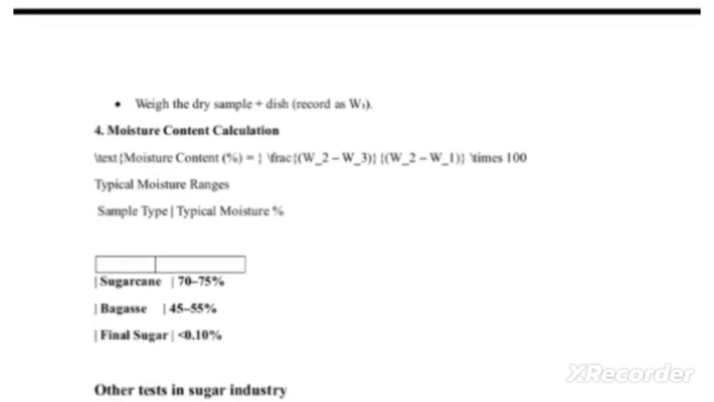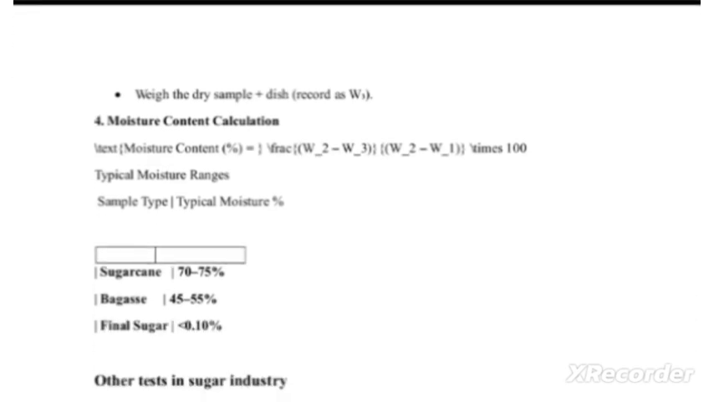Other tests in sugar industry. Reducing sugar test, based on Fehling's or Benedict's test, where reducing sugar reacts with copper ions to form a red precipitate. Purpose: identifies glucose and fructose content which affect crystallization. pH and acidity. Measure hydrogen ion concentration using a pH meter or an indicator. Monitor fermentation risk and corrosion potential in process equipment.